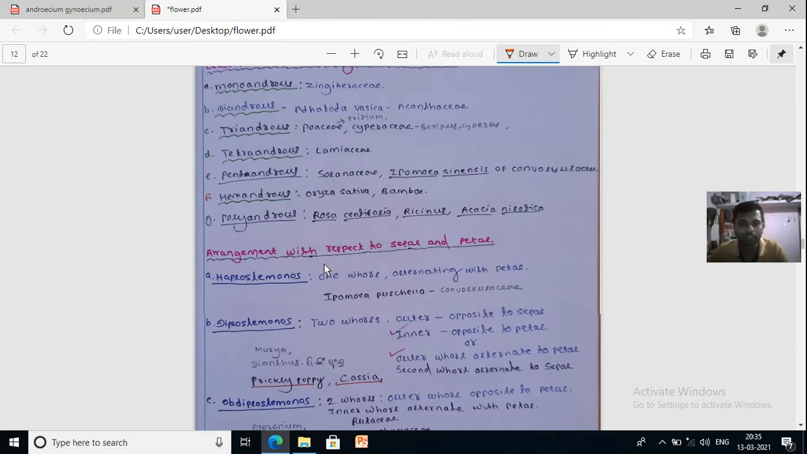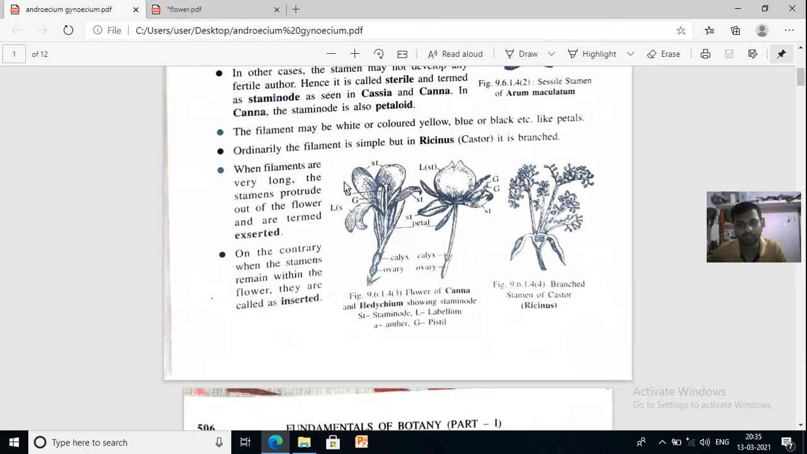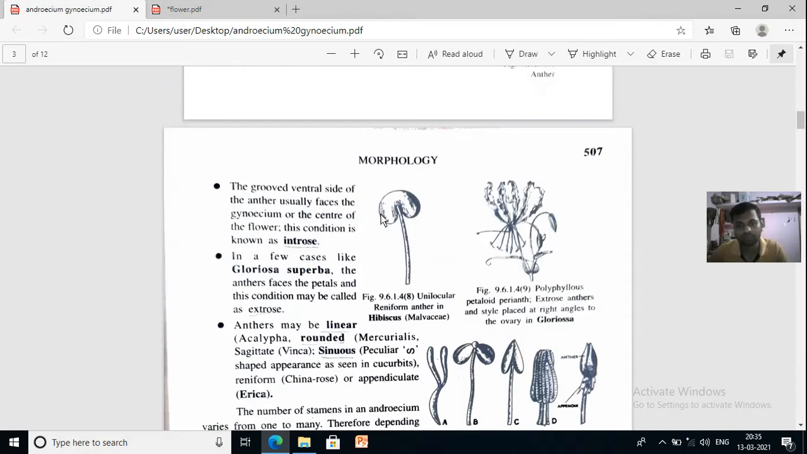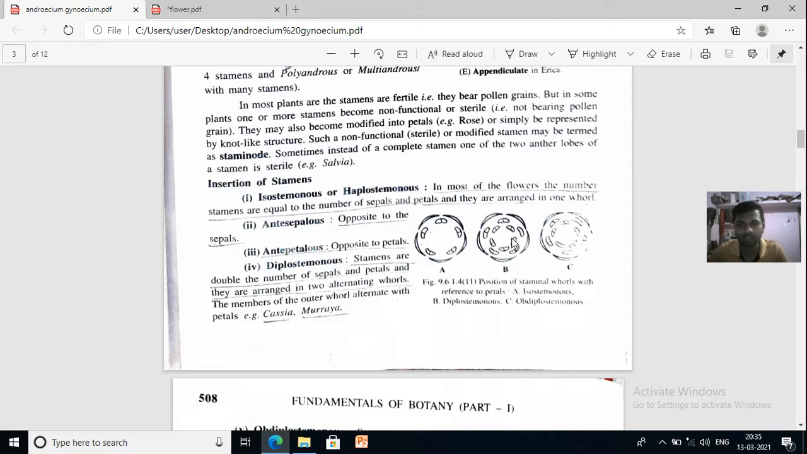Next come to arrangement with respect to sepal and petals. Now this is the arrangement with respect to sepal and petal. Always consider this a petal. When the anthers or stamens are present in the joining part of the petals, it is known as alternate. If they are present just opposite here, for example, if our anther is present here, this is known as opposite. If stamens are present at the junction part, this is known as alternate.